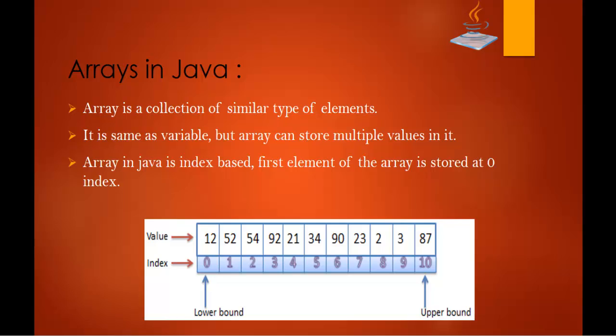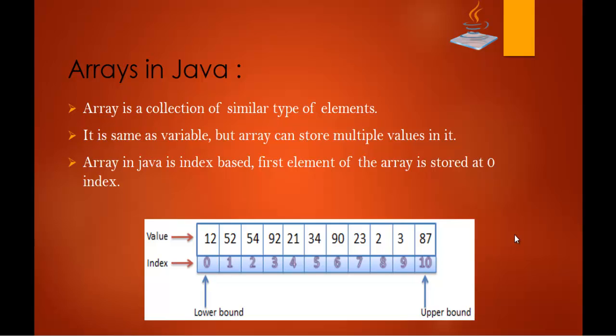So array in Java is index based. If you want to store something to an array, it stores based on the index. The first value whatever you store to an array will be stored in the 0th index, and respectively it grows as you add the elements. So at the 0th place we have the value 12, and at the first index we have the value 52. Similarly at the 10th index we have the value 87.